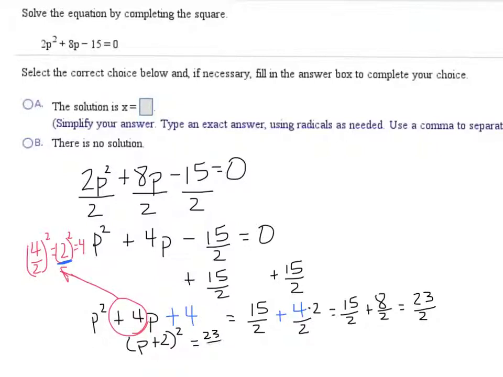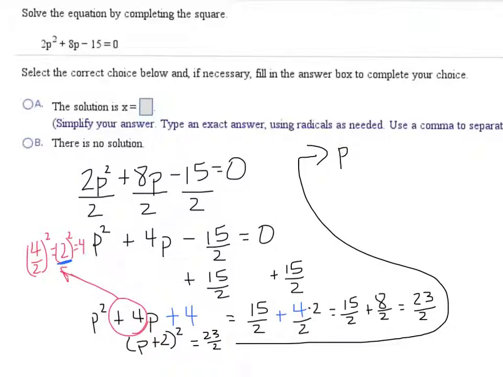Now I'm going to move this up here because I've run out of space. So I've got p plus 2 squared is equal to 23 over 2. Since I have something squared equal to a number, I'm ready to take the square root of both sides. Taking the square root of something squared, those are inverse operations, they undo each other, so I just have p plus 2 is equal to the square root of 23 over 2.